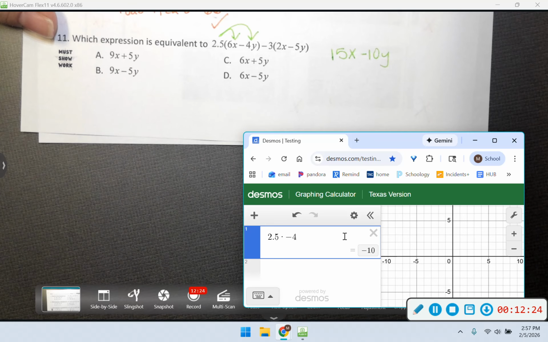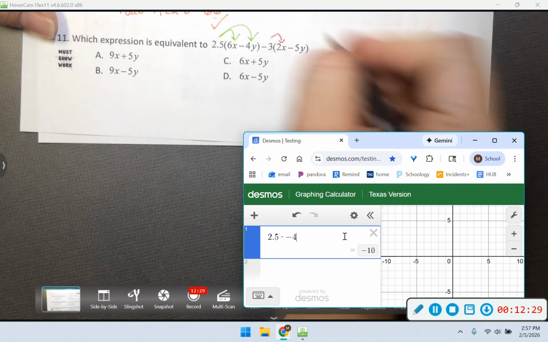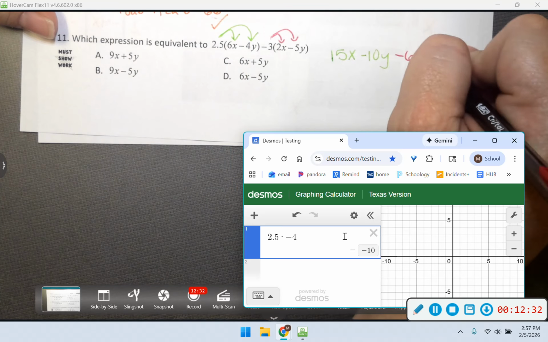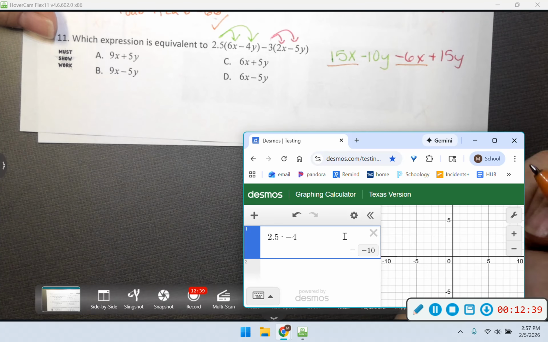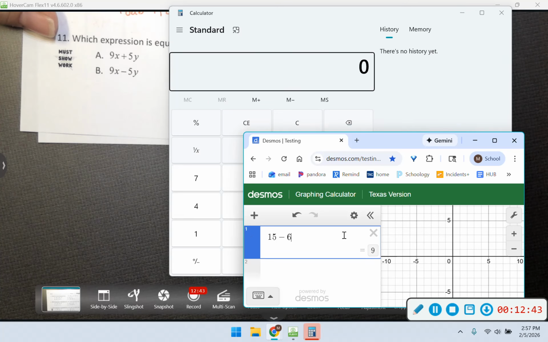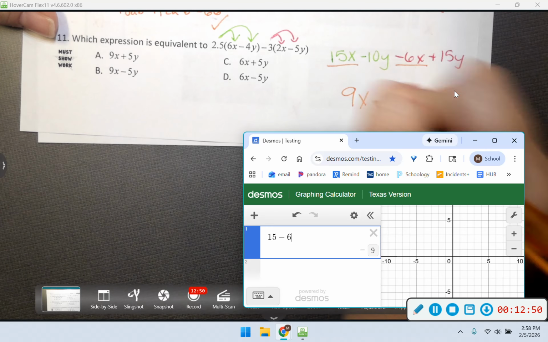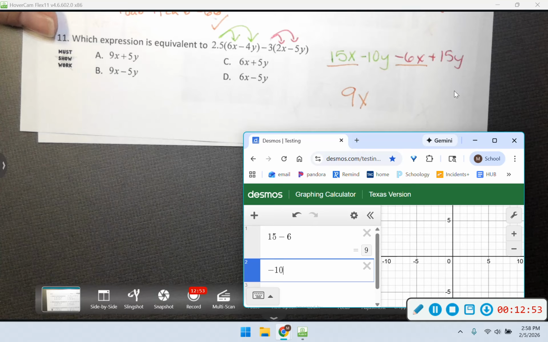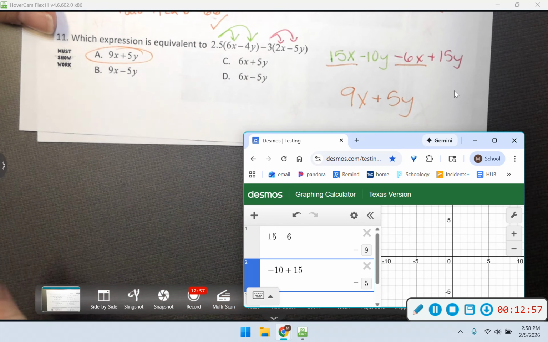Okay, then we have negative 3 times 2x, which is negative 6x. Negative 3 times negative 5, well, two negatives makes a positive 15y. And then we combine our like terms. So 15x minus 6x, well, 15 minus 6 is 9, so I have 9x. And then I have negative 10 plus 15, which is a positive 5y. So A is my answer.